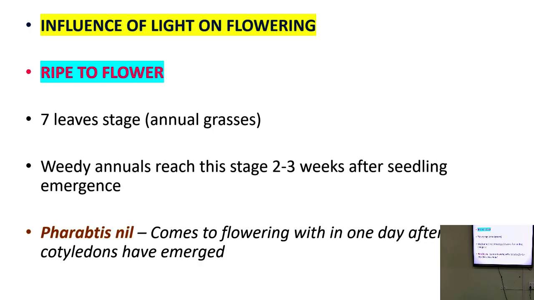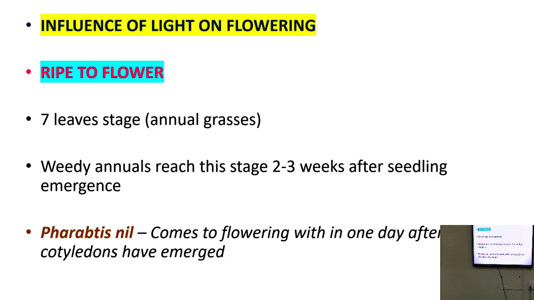Then we need to understand a concept called the right to flower. What is this right to flower condition? Not all plants, the moment a seed germinates and produces a seedling, can immediately be converted into its flowering stage. It cannot do that. It has to produce certain basic vegetative structure. How much time will it take to produce that basic vegetative structure?